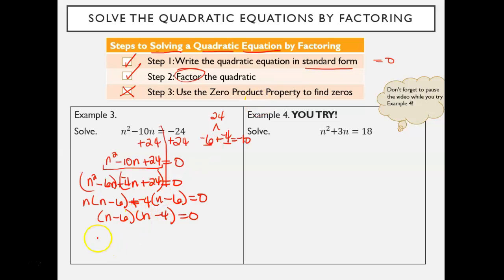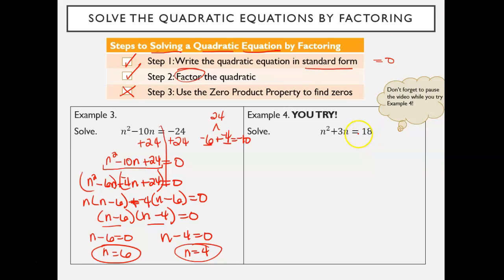Now we need to use our zero product property, and that is just taking these two factors, n minus 6 and n minus 4, equals 0. So in order to get a solution of negative 24 in this equation, we could either have n be equal to 6, or we could have n be equal to 4. Those are your solutions. Use this problem as an example. Go ahead and pause the video, and you try example 4 on your own.